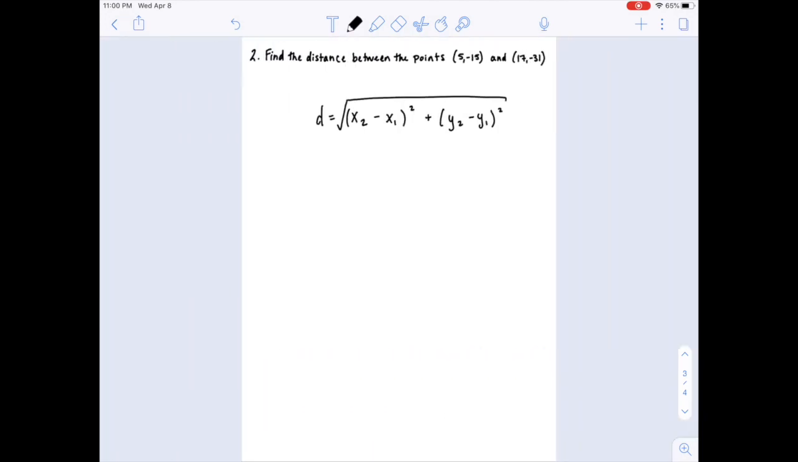So the last thing I'd like you guys to do is to try this problem on your own. Find the distance between the points 5, negative 15, and 17, negative 31. I wrote the distance formula out for you here, so you can start by writing that down on your paper. I would like you to pause the video right now and try this on your own. And then when you're ready, you can restart the video and see the solution if you need to. Okay, so pause now.